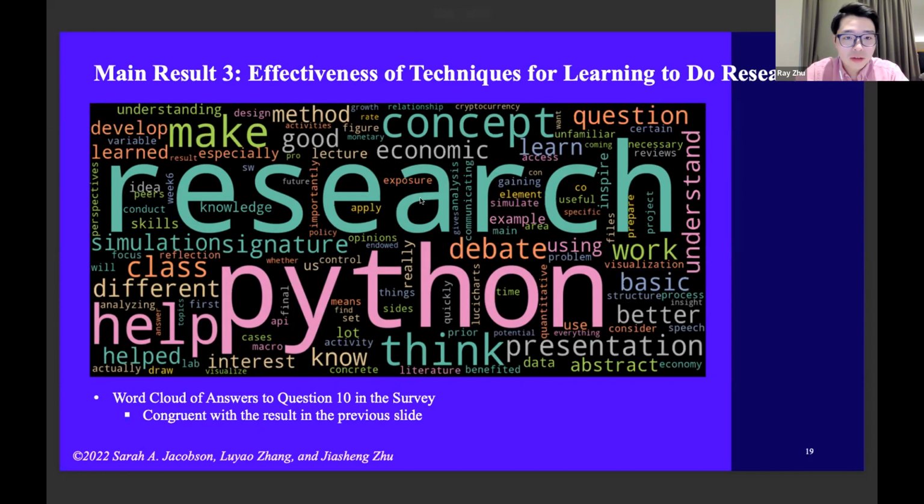We can tell that research and Python are the most frequently mentioned words, followed by concept, question, presentation, think, and debate. We can briefly conclude that the word cloud is congruent with the result in the previous slide.